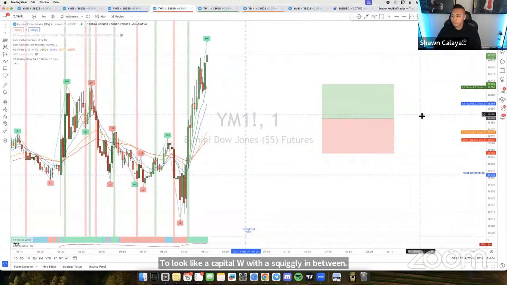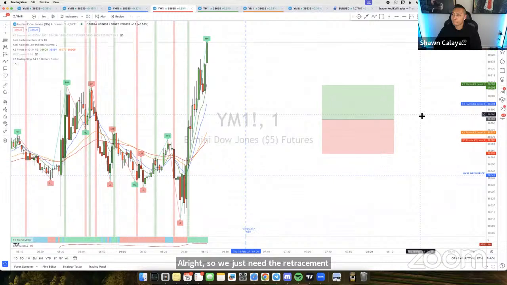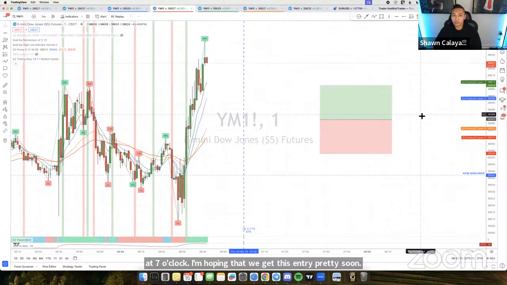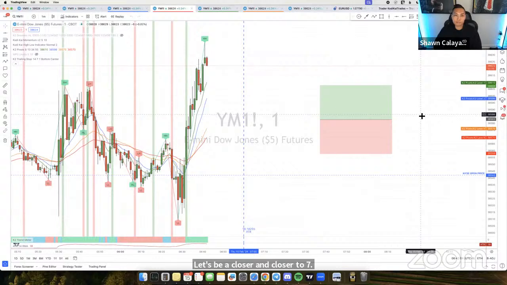All right, so we just need the retracement. No retracement yet. Now we continue to wait. But yeah, we do have news coming up at 7 o'clock, guys. So I'm hoping that we get this entry pretty soon as we get closer and closer to 7. Yeah, Maddie says he's going to cap his entry at 650.